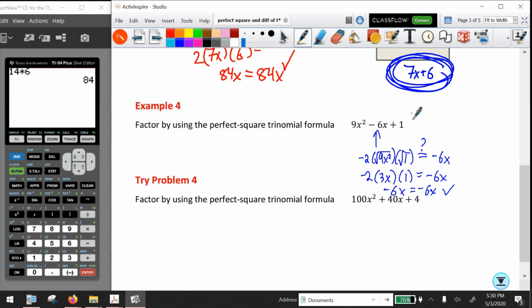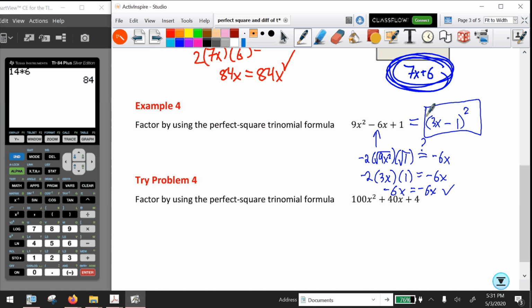And that means it can very easily be factored. You take the square root of the first term. What's the square root of 9x squared? It is 3x. What's the square root of 1? It is 1. And you use the sign that's in the middle there. There's a negative in the middle, so you're going to put a negative in between those. That's our answer.